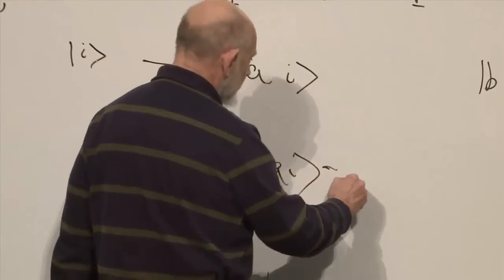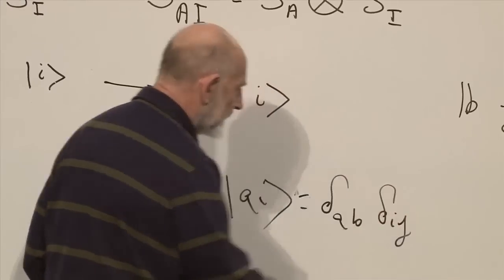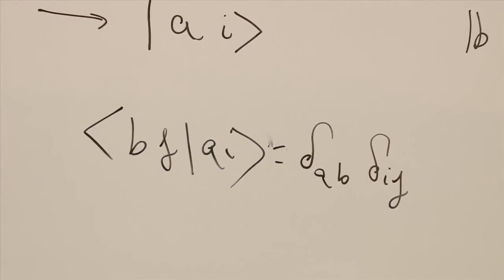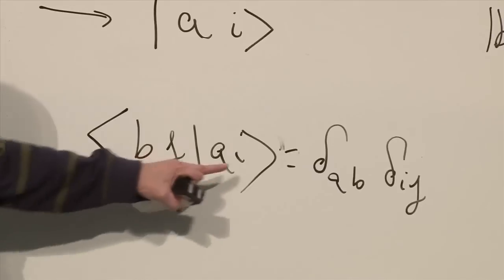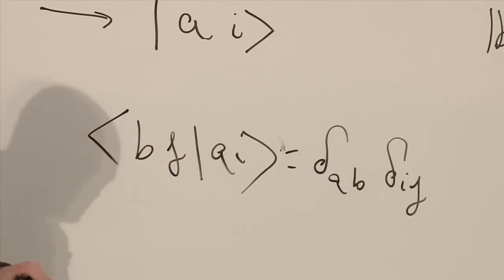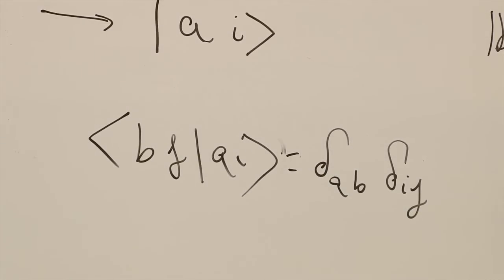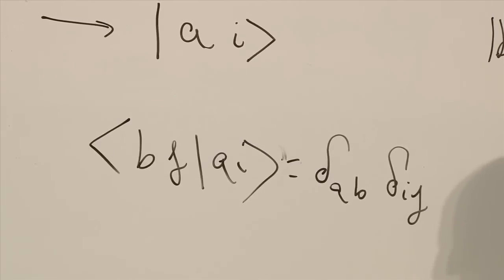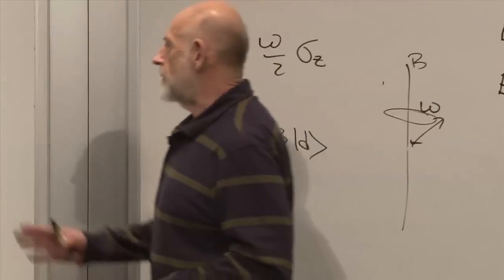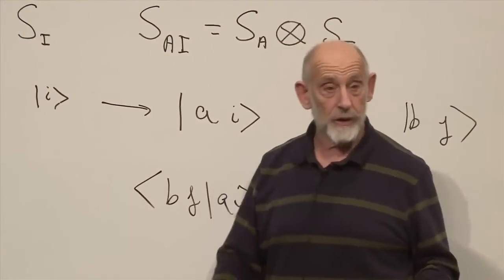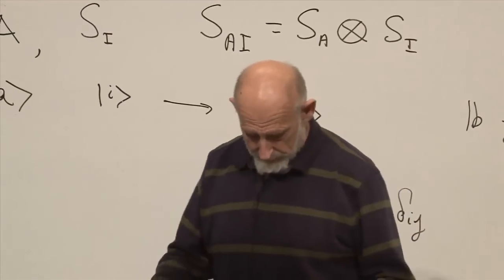A_I B_J is equal to the Kronecker delta AB times the Kronecker delta IJ. If I is not equal to J, or A is not equal to B, this is zero. It's only non-zero if I is equal to J and A is equal to B. So these vectors formally, by construction, which means you're simply assigning values to things now, but in a way that is useful, form an orthonormal basis for the combined system. And this makes sense.